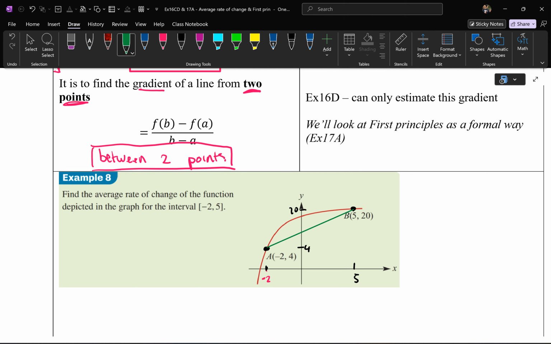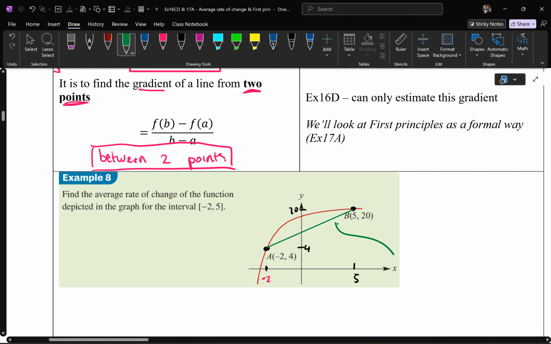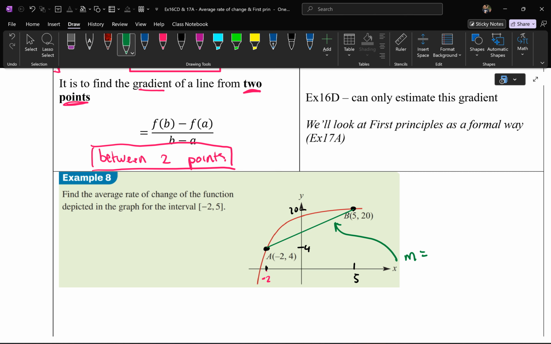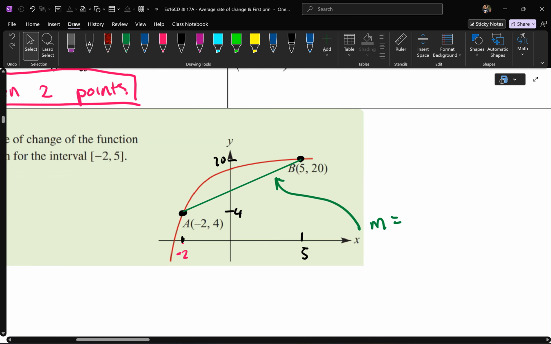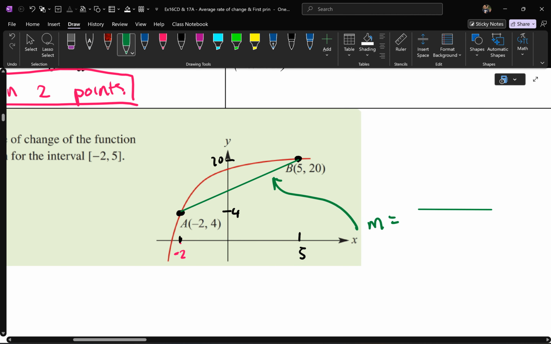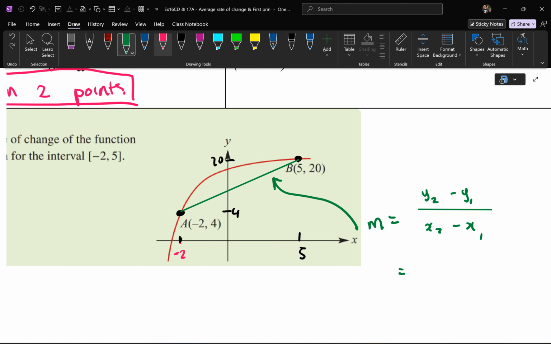Okay, so how do you find the average rate of change? Again, I'm asking, what is M? What is the gradient? So in this scenario, y2 minus y1 over x2 minus x1, what would I be subtracting? Can I please have Artie? What would I be subtracting? 20 minus 4. 20 minus 4, so the y values first, 20 minus 4. 5 minus 2. Good, 5 minus -2.